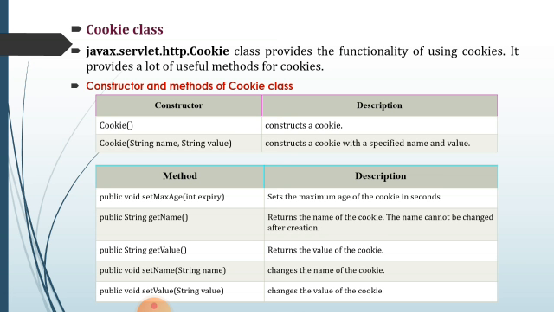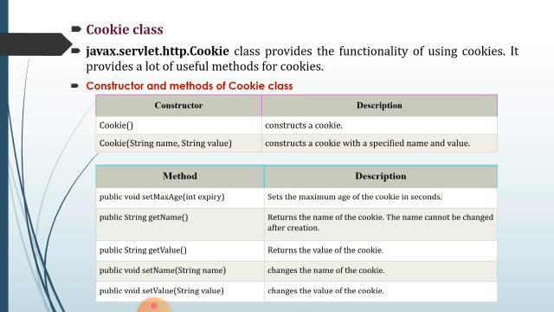Okay. public void setMaxAge, that is int expiry, sets the maximum age of the cookie in seconds. That is, in seconds, how long the cookie should last, its age. And then next, public String getName, getValue, setName and setValue. Okay, getName returns the name of the cookie. The name cannot be changed after creation, so it is created from the server and returned to the client device. And then getValue returns the value of the cookie.